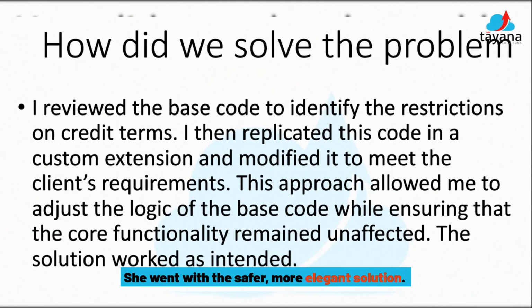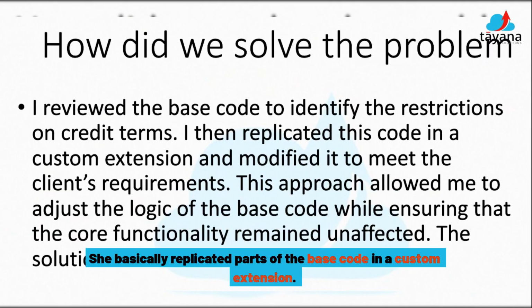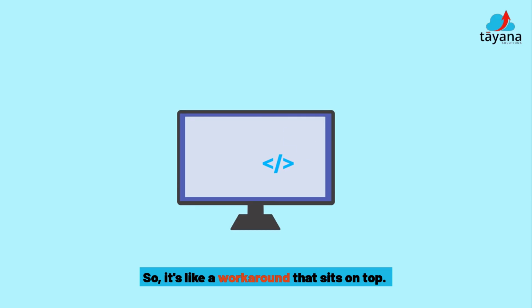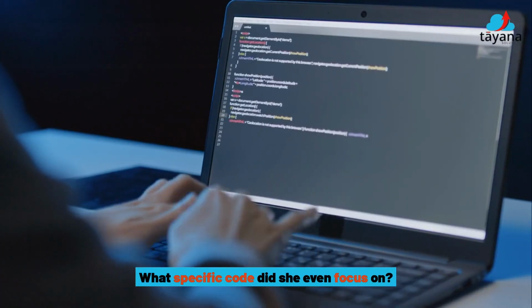Exactly. She went with the safer, more elegant solution. She basically replicated parts of the base code in a custom extension. So by tweaking that copied code, she could get those 60-day credit terms without touching the core system and keeping everything stable. Clever. So it's like a workaround that sits on top. Yeah. What specific code did she even focus on?